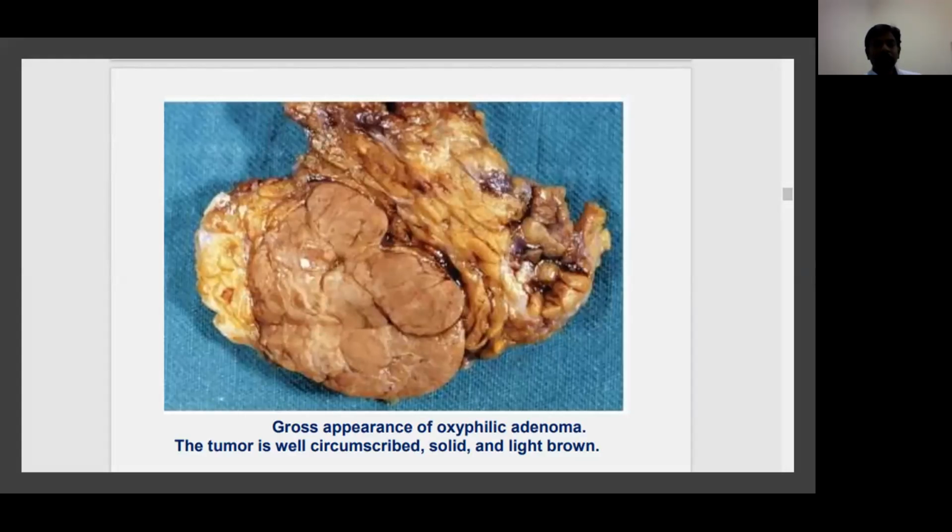If you see the cut section of the tumor, it will have a brownish appearance. Like oncocytomas in the kidney, they will have that mahogany brown color, which is typical for these oncocytic tumors.